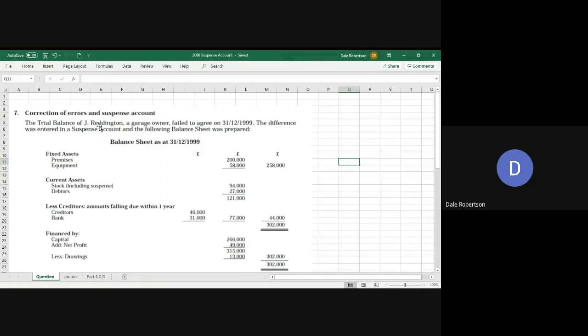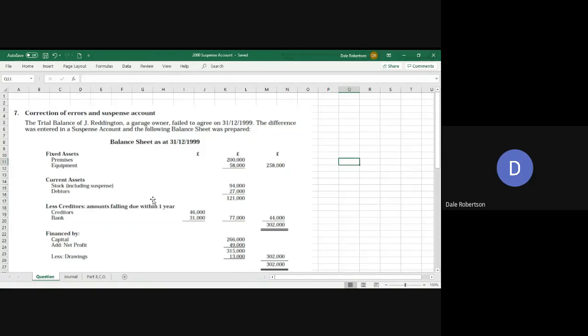It says the trial balance of J. Reddington, who is a garage owner, that's relevant because he buys and sells cars, failed to agree at the end of 1999. The difference was entered in a suspense account, which is incorporated into stock here. And the following balance sheet was prepared. So here's our balance sheet with our fixed assets, current assets, creditors, and finance by, a nice simple balance sheet. It's presenting as 302,000 here.